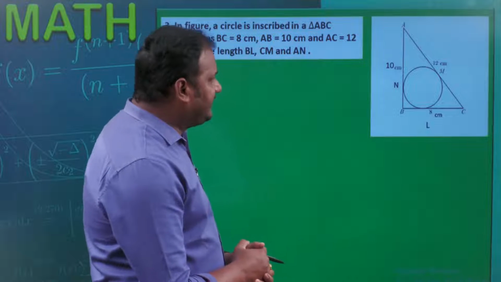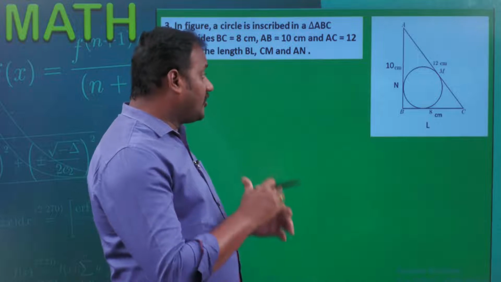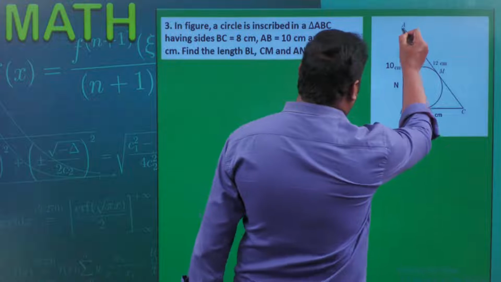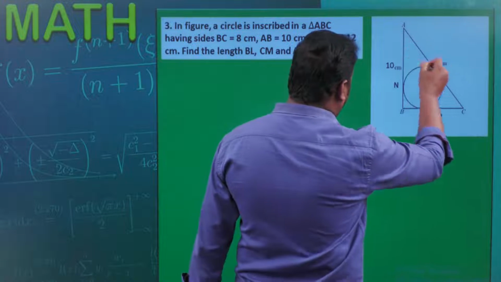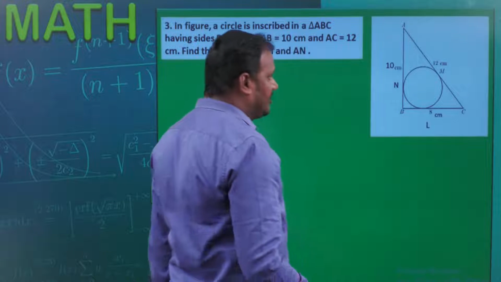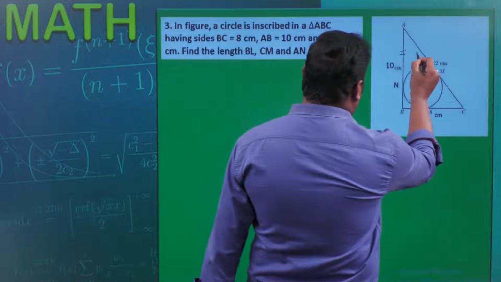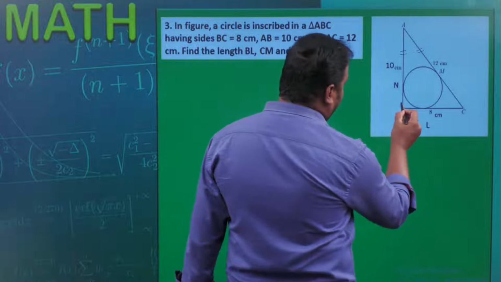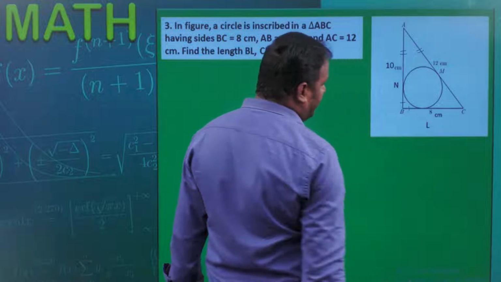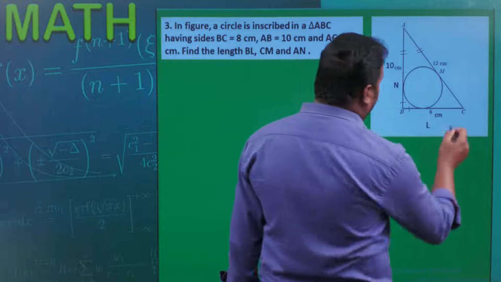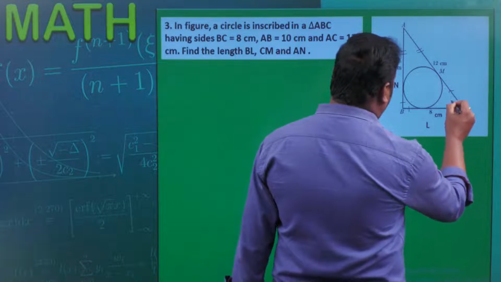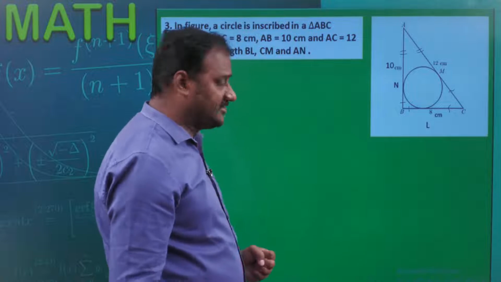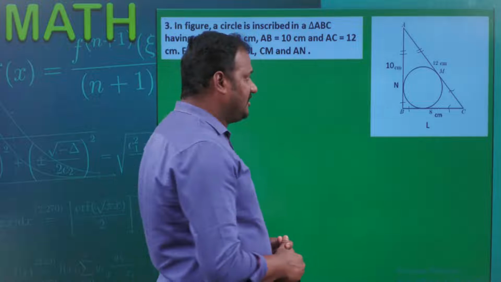So how many tangents are drawn and how many external points are there to the circle? See, for example, A is one external point to the circle. AN and AM are tangents. We know that AN is equal to AM. And B is one external point to the circle, BN is equal to BL. And C is an external point of the circle, so CL is equal to CM. We know lengths of tangents drawn from an external point of a circle are equal.